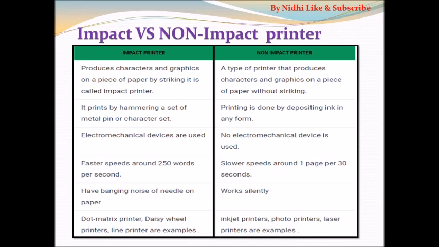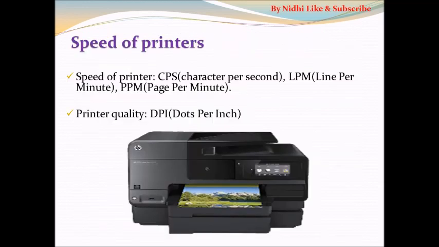And last but not least, dot matrix printers, daisy wheel printers, and line printers are examples of impact printers, whereas inkjet printers, photo printers, laser printers, and 3D printers are examples of non-impact printers. Okay, now we will see the speed of printers. Speed of a printer can be measured in CPS, characters per second, or LPM, that is lines per minute, or PPM, that is pages per minute. And printer quality is measured in dots per inch, that is DPI is the unit of measuring printer quality.